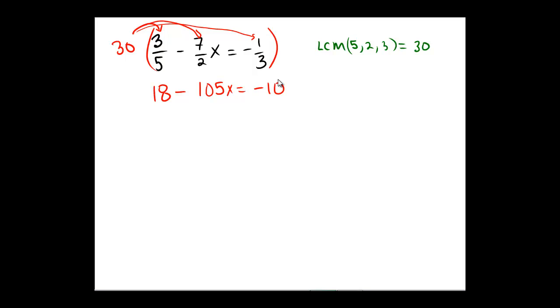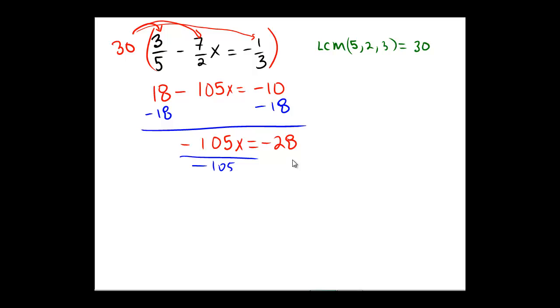Now look, all we have are the integers. We don't have to worry about the fractions any longer. So the solution process would be to subtract 18 to yield negative 105x equals negative 28, and then divide by negative 105 to yield the final answer of x equals 28 over 105.